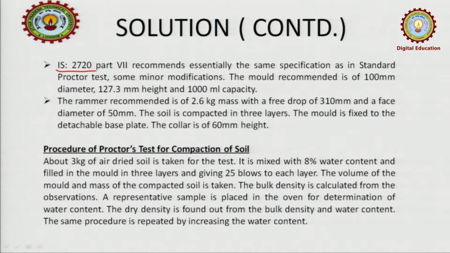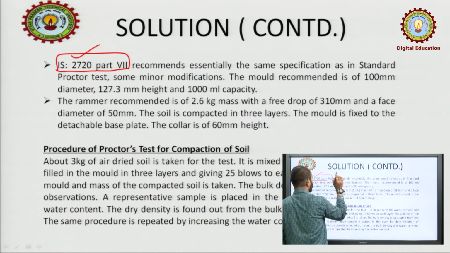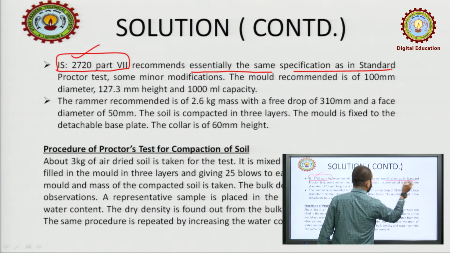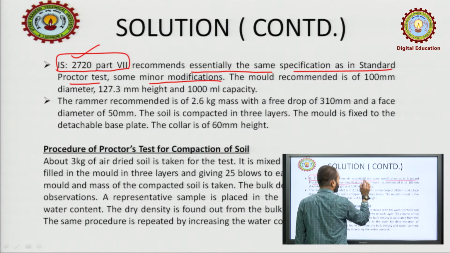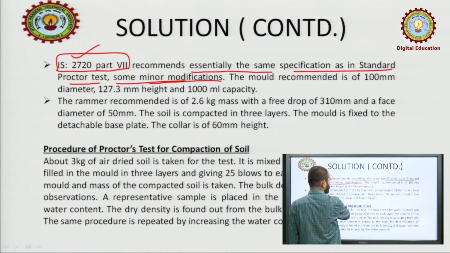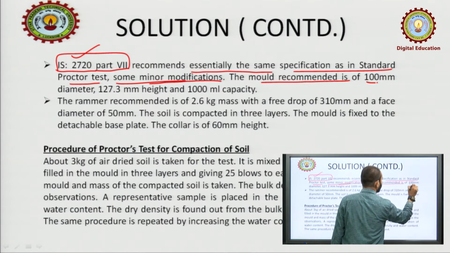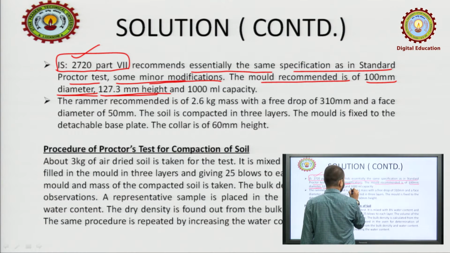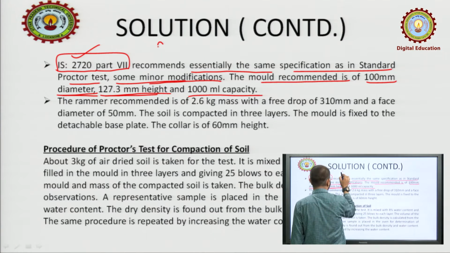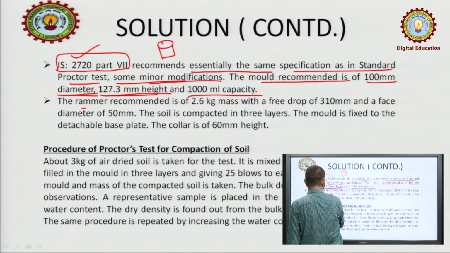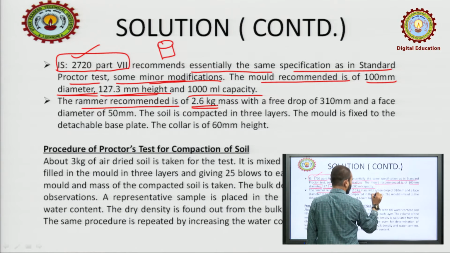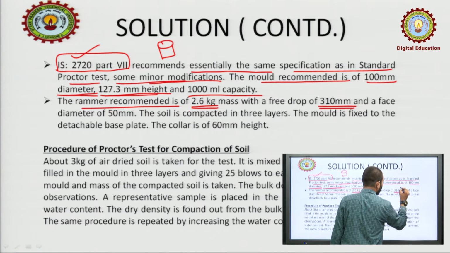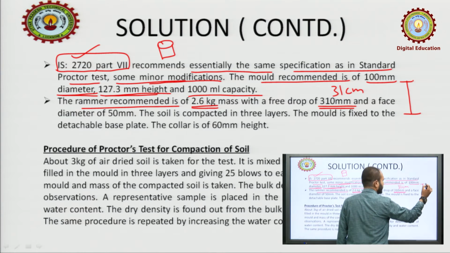According to IS 2720 part 7, this is where the compaction tests are included. It recommends essentially the same specification as in the standard Proctor test, with some minor modifications. The mold recommended is 100 mm diameter, 127.3 mm height and 1000 ml capacity, the mold in which the compaction is to be carried out. The rammer is 2.6 kg, and the drop height is 310 mm, means 31 centimeter.